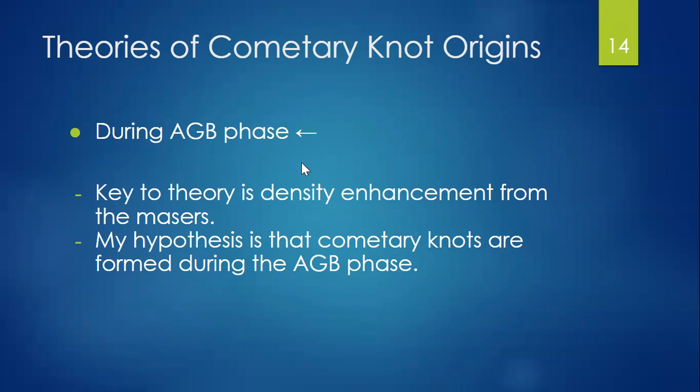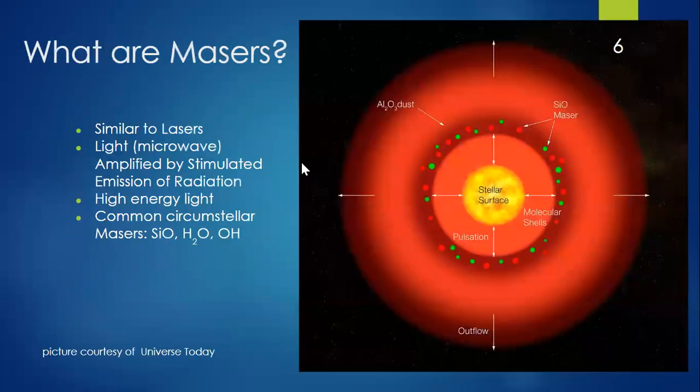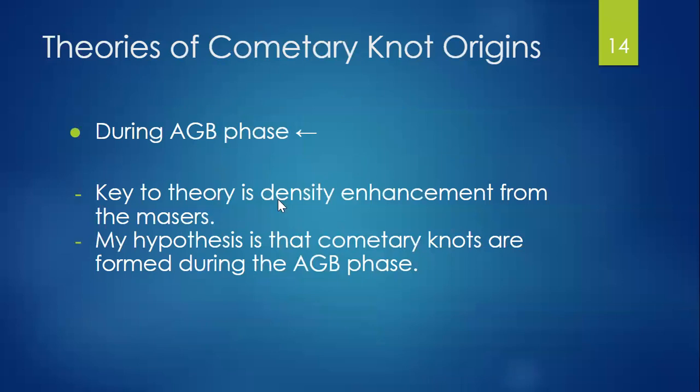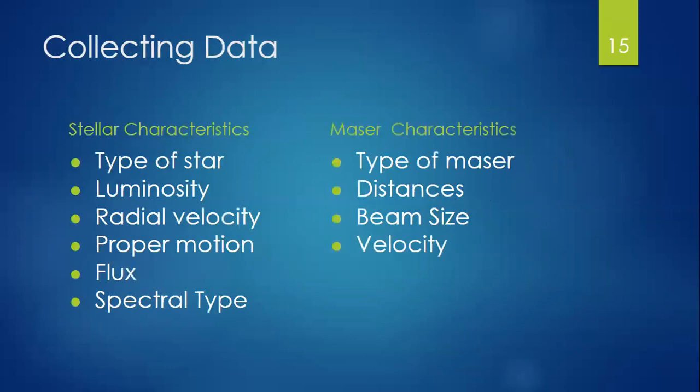Now, if we remember, we mentioned the maser emissions. So we already have clumping that's being developed before we even get to the protoplanetary nebula or the nebula phase. And the maser emissions actually provide the necessary density enhancement for the survivability of these clumps in highly ionized regions. So that's what I primarily study. My hypothesis is that cometary knots are formed during the AGB phase from maser emissions.